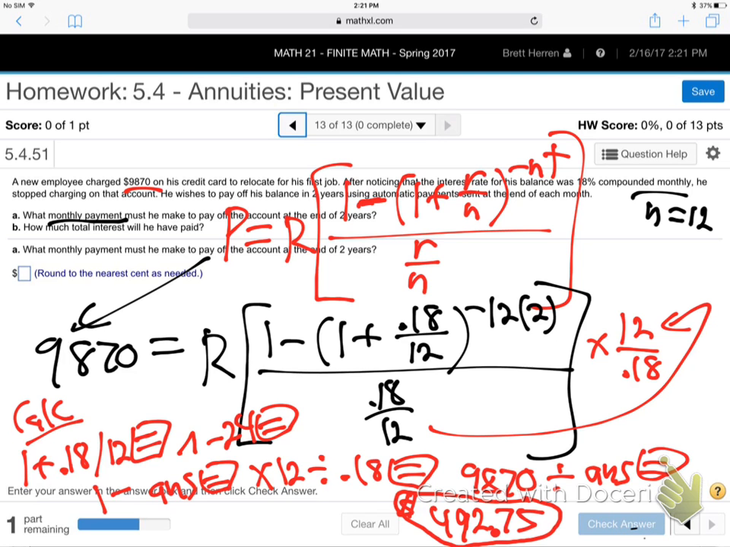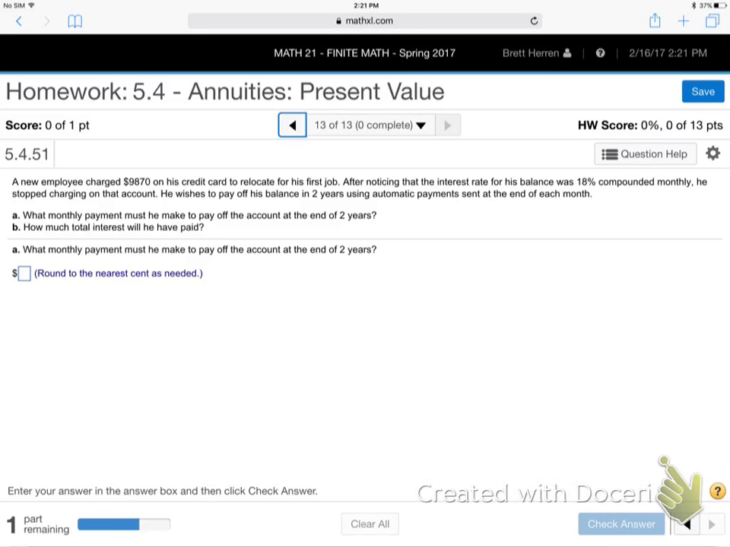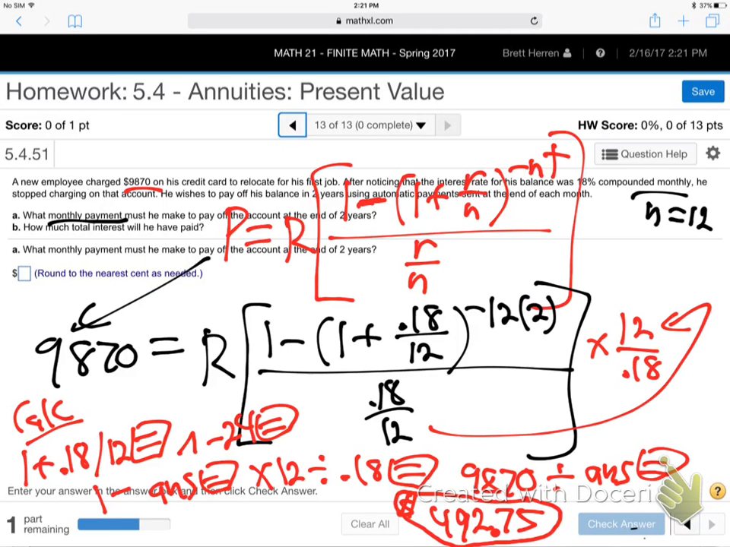And then we're going to do something with this. If I can go to another sheet here. I didn't really give you notice I was going to do that. Everybody got that down? So I can shift to another screen, but do the 492.75. The first question is, what's the payment? So that's 492.75. Then part B is going to say, how much total interest will he have paid?